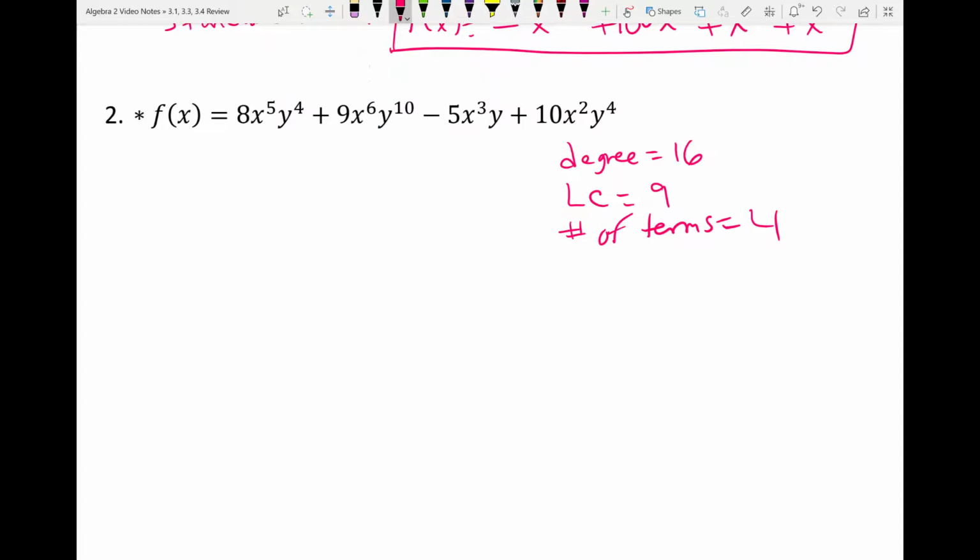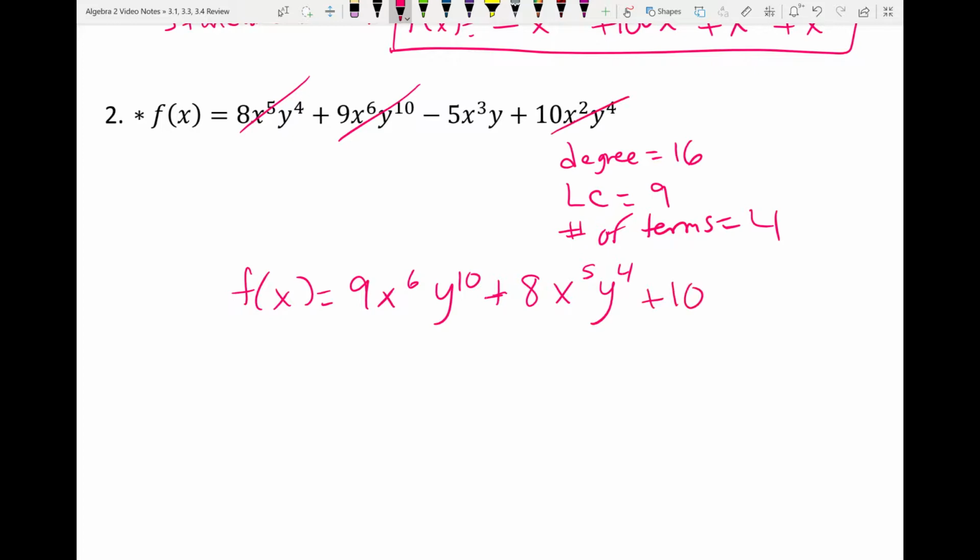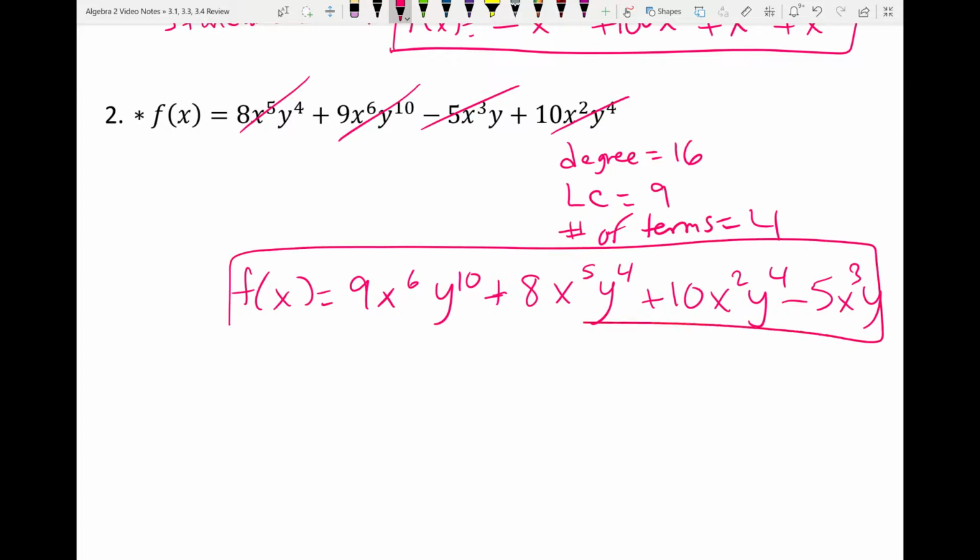So like we said, the highest power is this guy, the 9x to the 6y to the 10th. So we got f of x equals 9x to the 6, y to the 10th. Next, the next highest power is 9, 5 plus 4, so we have 8x to the 5th, y to the 4th. Then we have 6 for the highest power, next highest. And then lastly, minus 5x cubed, y. So that's our standard form.